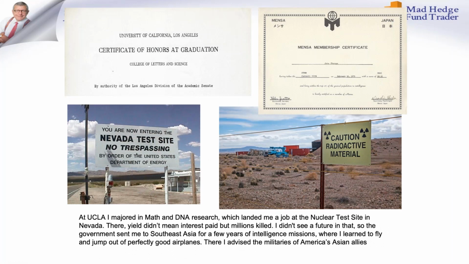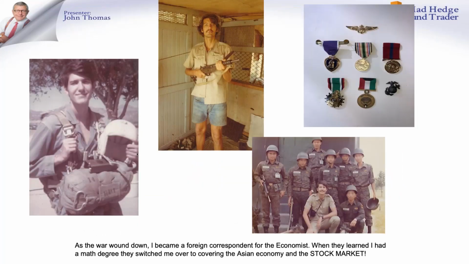I didn't see a future in that, so the government sent me to Southeast Asia for a few years of intelligence missions, where I learned how to fly and jump out of perfectly good airplanes. I became a foreign correspondent for The Economist magazine. When they learned I had a math degree, they switched me over to covering the Asian economy and the stock market. Of course, in those days, doing research meant carrying a 45 caliber Sten gun that used to jam on every 6th shot. At the end of 10 years of government service, I ended up with this box of medals, which I drag out once a year on Veterans Day, which is coming up.